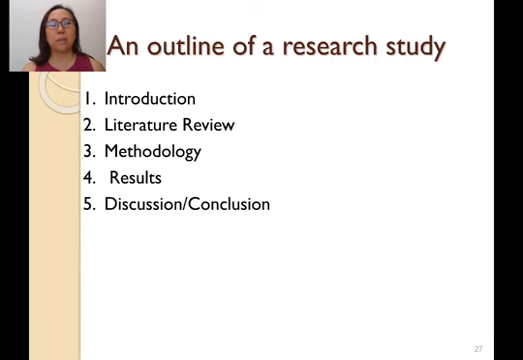So first, the research introduces the topic, and then discusses what we already know from the literature, and we call that the literature review. And then the methodology entails the process of how you're going to collect the data, whom you're going to collect the data from, and the timeline. All of the planning is discussed in the methodology. And then step 4 and 5 are results and discussion / conclusion.